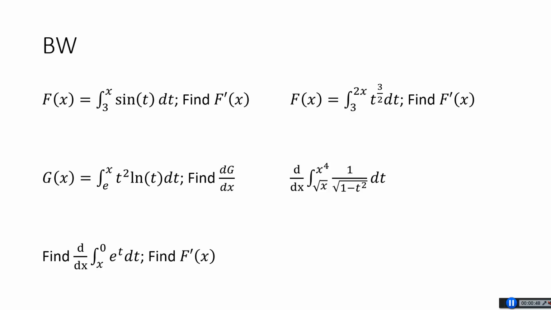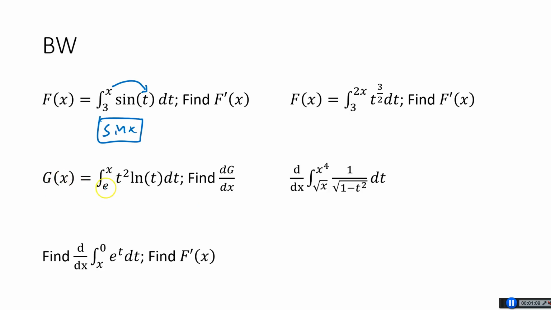So the first one, pretty straightforward. We have an accumulation function, just the integral from 3 to x of sine of t dt, and we want to find f prime of x. That is the derivative of the accumulation function. So we just take that x and dump it right in there. So that is sine of x. That's it.